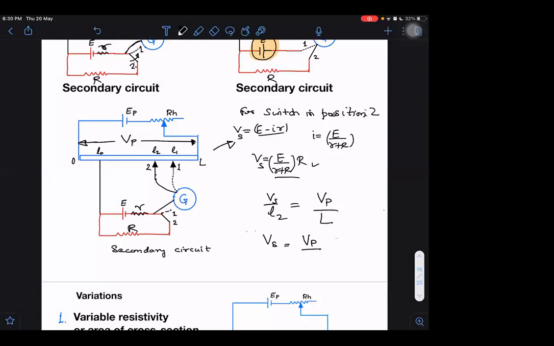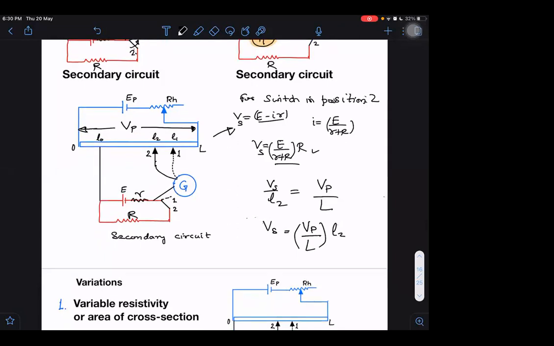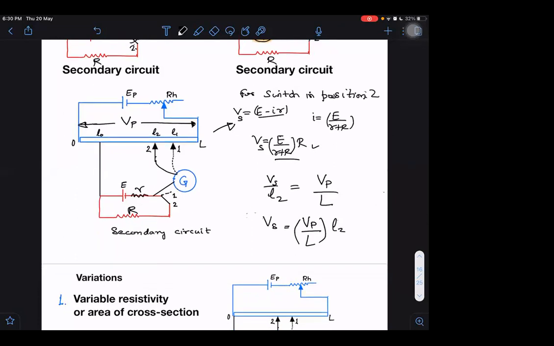Okay, Vp upon L multiplied by L2 is equal to Vs. That is Vs. So we can write this one as what we wanted to find. Vs we already know. I think I could have written the Vs value. Vs value is equal to what is it? This one is E R by capital R, R by R plus capital R. That it is.